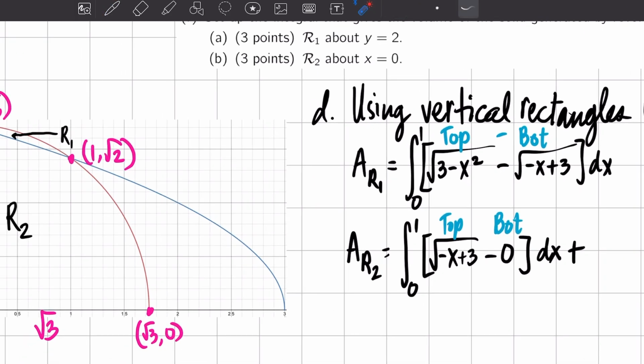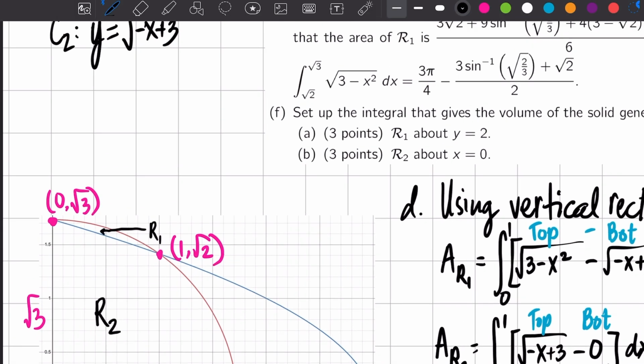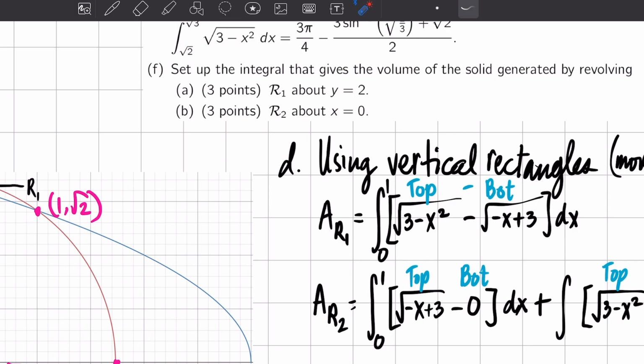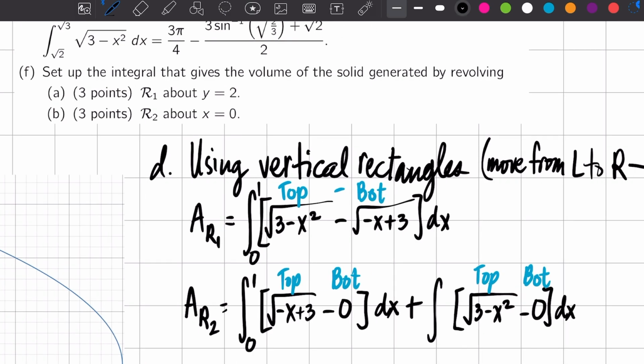And for the second setup, it would be this one. That's the red curve minus your x-axis. For the red curve, that's the square root of 3 minus x squared, then minus 0 for the bottom curve. So top curve minus bottom curve. And we are obtaining the area from x equals 1 until you reach x equals square root of 3. So you have here from 1 to square root of 3.